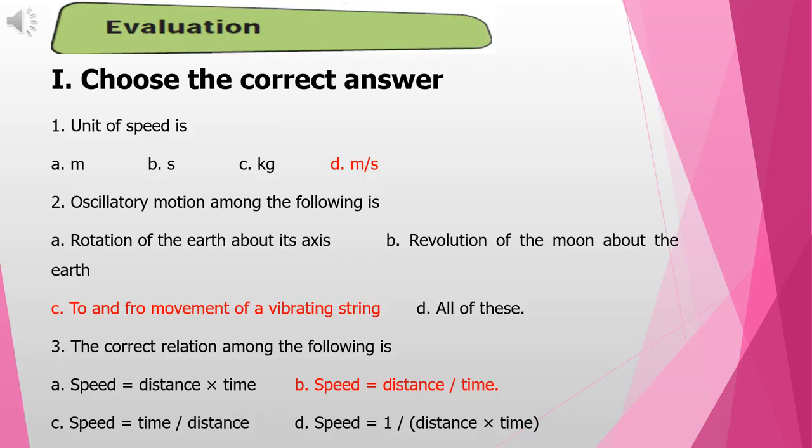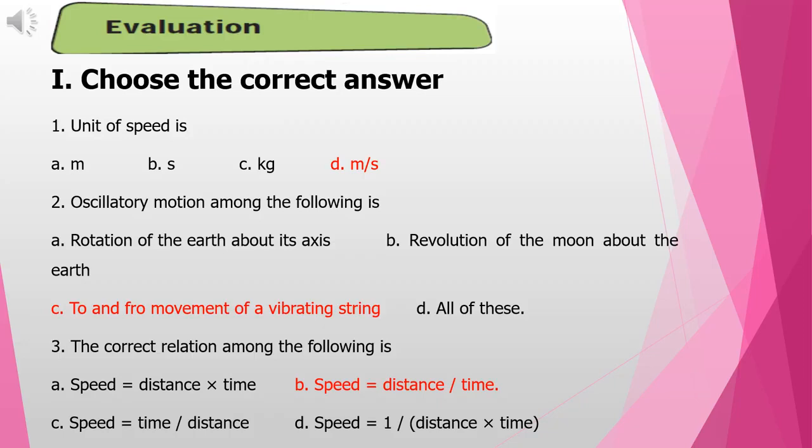Revolution of the moon about the earth undergoes circular motion. To and fro movement of a vibrating string is oscillatory motion. Hence, option C is the correct answer. Oscillatory motion among the following is to and fro movement of a vibrating string.